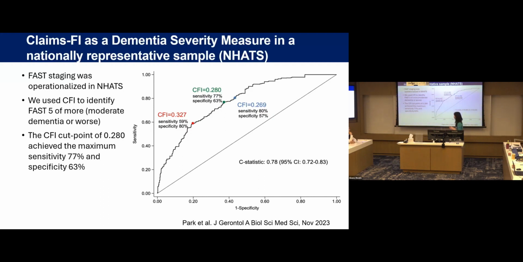So we operationalized FAST staging to categorize people into either moderate dementia or worse. And then we used a claims-based frailty index and tried to find a cutoff that would achieve relatively good sensitivity and specificity for what we're calling moderate dementia here, defined as FAST stage or worse.